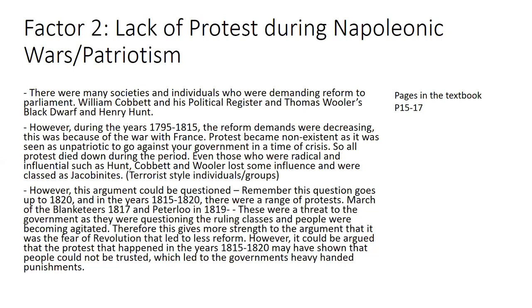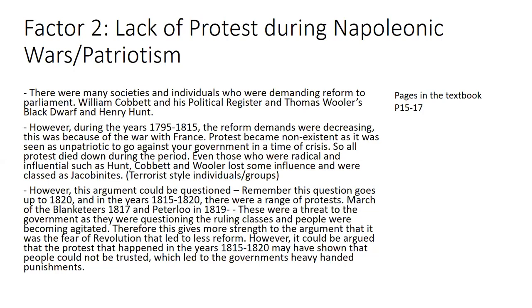Even people that were radical, such as Hunt, Cobbett and Wooler, lost influence and were classed as Jacobins. So that was something that people did not want to be classed as, because it was seen as terrorist-style individuals that were linked to the French Revolution. So in this time, people who were the reforming figureheads lost influence because we were at war with France.